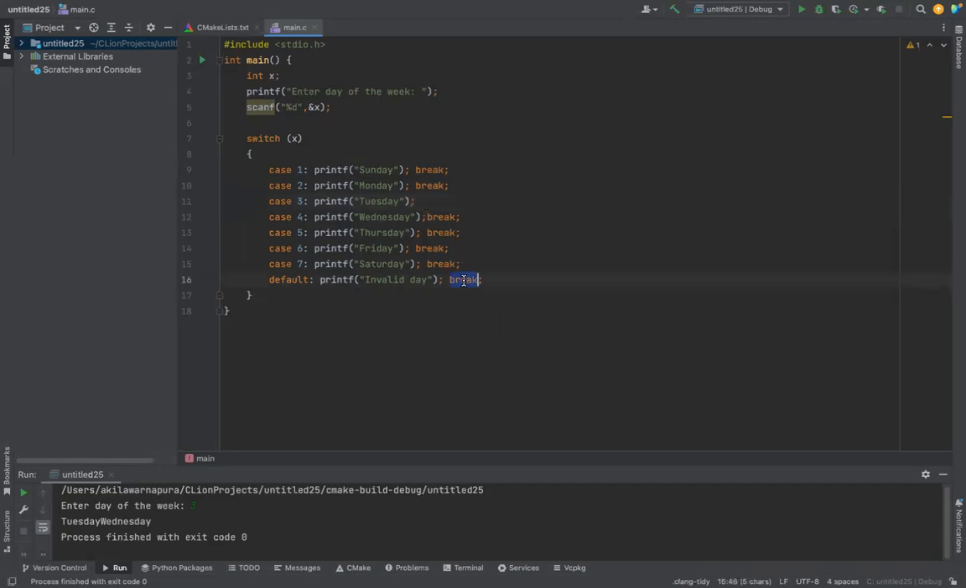As I told you, the last line's break keyword is optional. Why? Although there is a break or not, there is no line to be executed after this one.